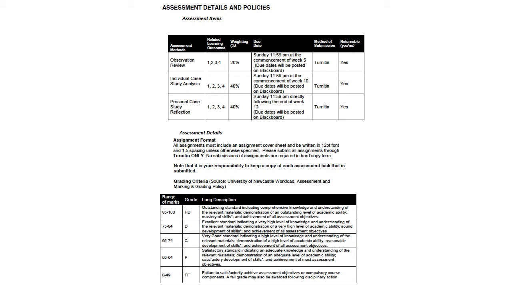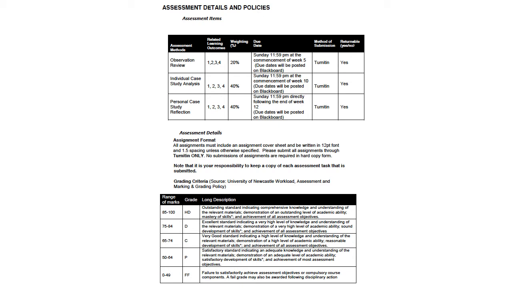The grading criteria table takes up the rest of page 11. Marks are given for each assessment, but grades are only given for the final result for a course. You can see in this table the ranges of marks for which particular grades are given, as well as a long description of each grade. HD means high distinction, D means distinction, C means credit, P means pass, FF means fail.